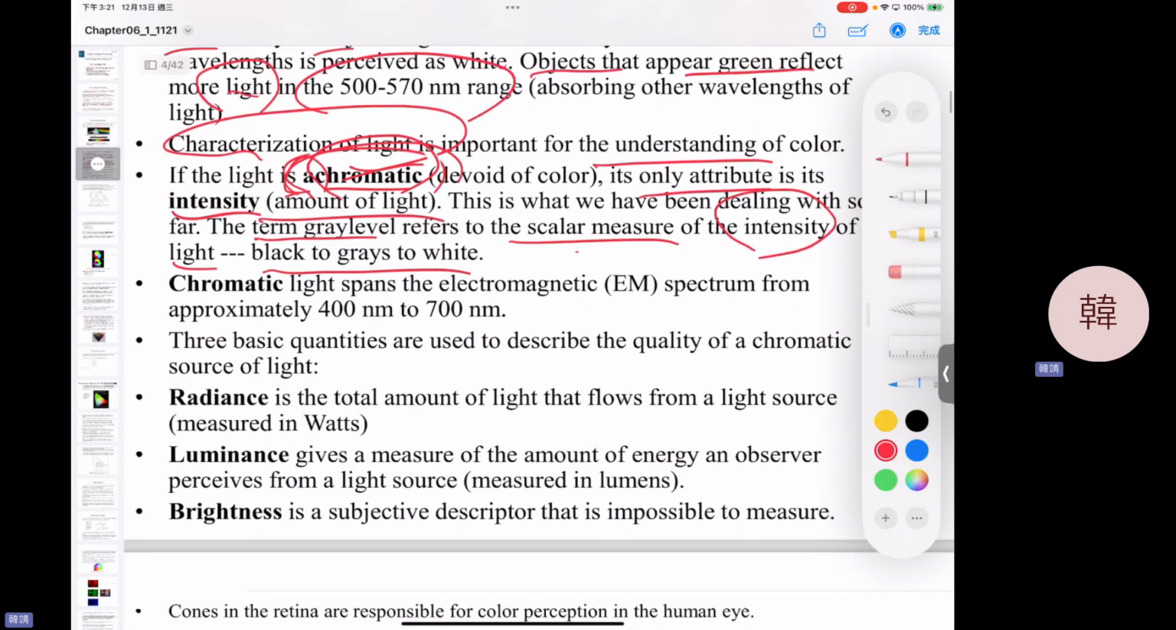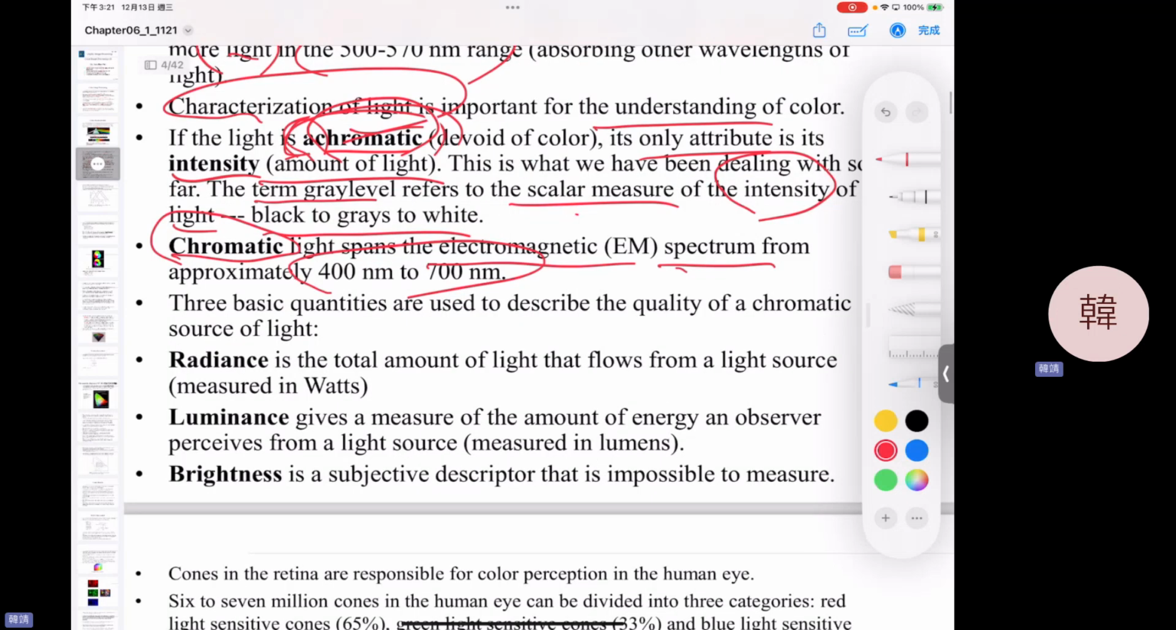But now we are going to look at the color spectrum, so we are going to take care of chromatic light. The chromatic light spans the EM spectrum from 400 to 700 nanometers in wavelength. The inverse is the frequency. So the larger the nanometer value, the lower the frequency. For violet and blue, they have a higher frequency. After that is ultraviolet, sometimes harmful to your eyes.